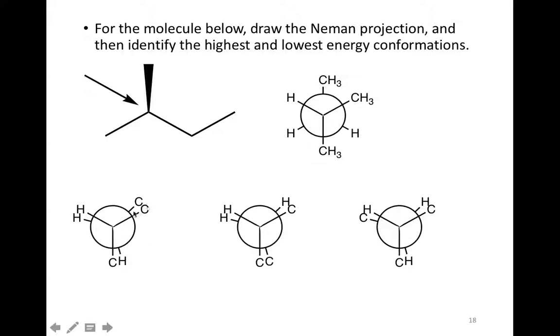So I've got an 11 and a 6 and a 4. So I think that's 21. I've got, I think, the same thing here, an 11, a 6, and a 4. That's 21. And then here I have a 6 and a 6 and a 6. So that's 18. So I think this would be the lowest energy conformation, which would mean that these two are the highest energy conformations.